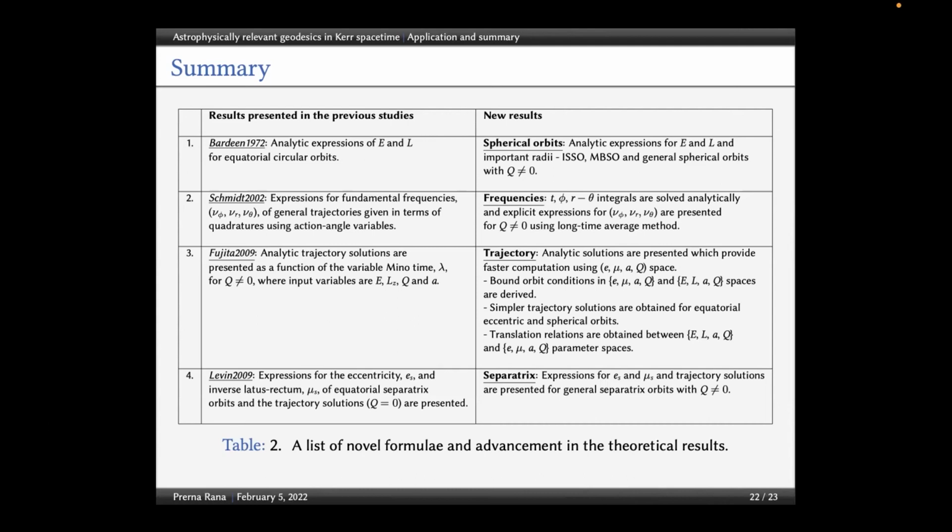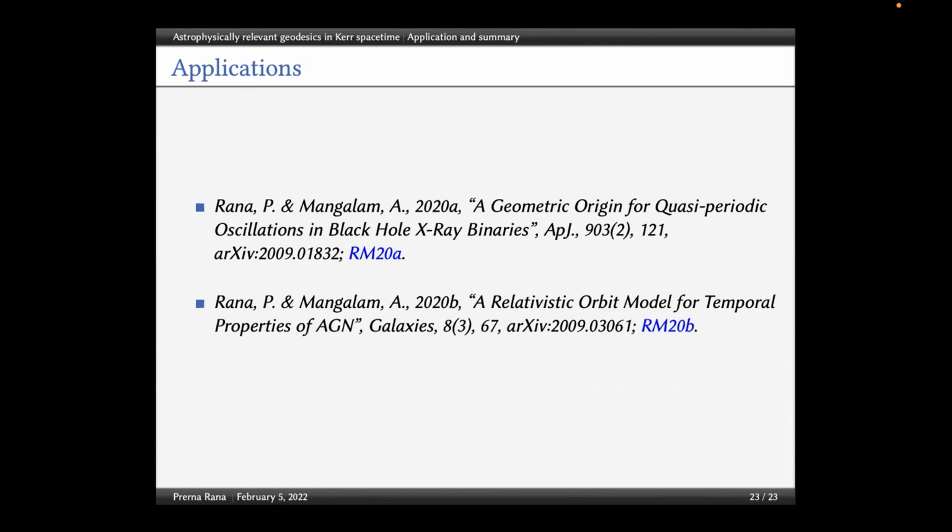As I was saying, there are astrophysical applications also, but I do not have time to go into detail. But if you're interested, you can go through this paper, which actually uses this analytic solution to study quasi-periodic oscillations in black hole X-ray binaries. Basically, we use the fundamental frequency formulae to associate with the frequency of quasi-periodic oscillations in X-ray binaries, and also to study the Fourier power spectral density of the light curve of AGNs using these analytic solutions.